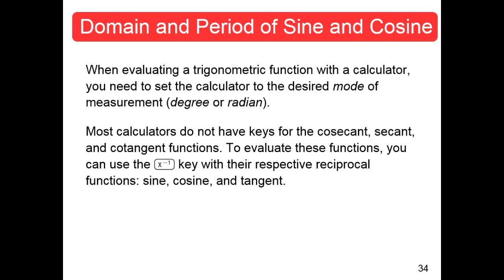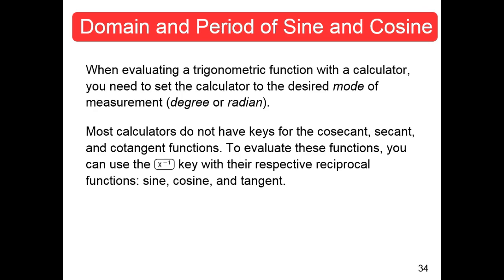Most calculators do not have keys for cosecant, secant, and cotangent functions, okay? To evaluate those functions, they say use the x to the minus 1 key. On some of the older calculators, it's the 1 over x key. Because the cosecant is the reciprocal of sine, the secant is the reciprocal of cosine, and the cotangent is the reciprocal of tangent. That's why I've been using that word all along. They sort of just throw it out at you now.